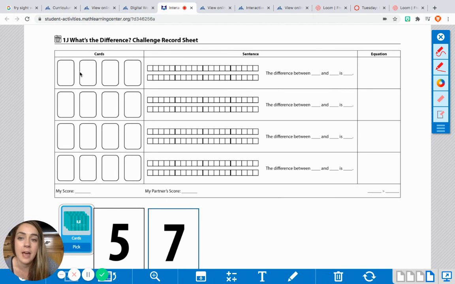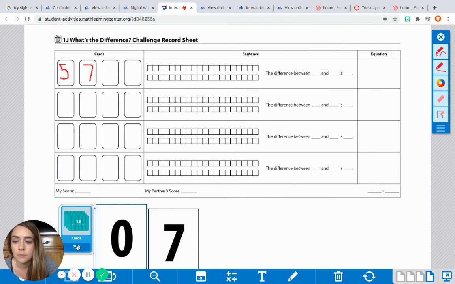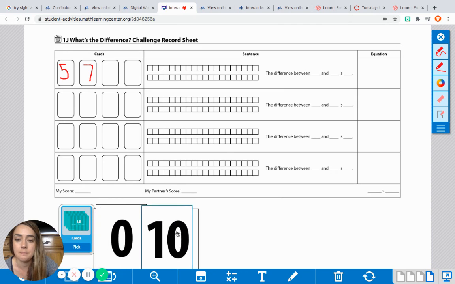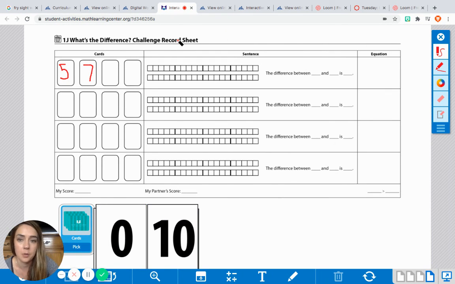So I'll write my 5 and 7 here, my first 2 cards. Okay, now I'm going to do 2 more: 0 and 10. I'm going to write that again, 0 and 10. Okay, so the first thing I need to do is add together the set of 2 cards.